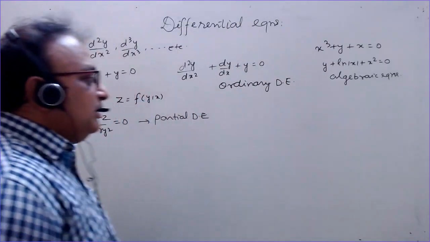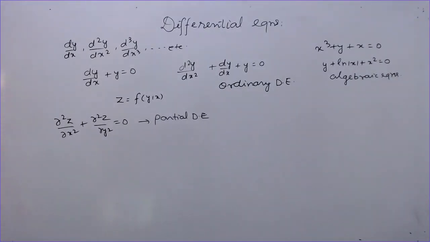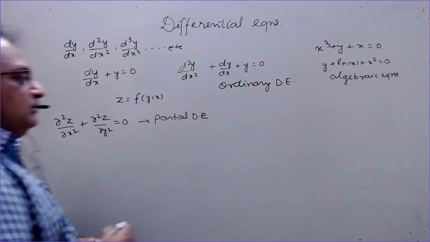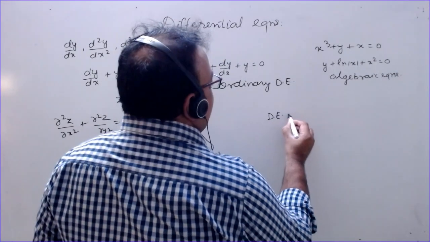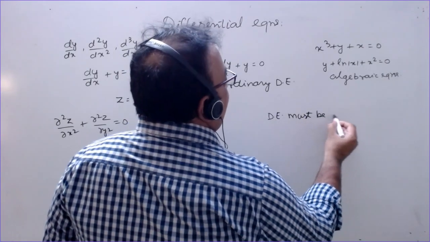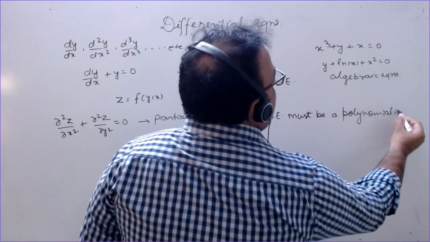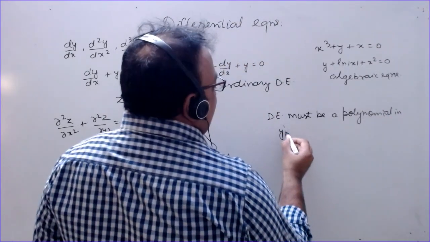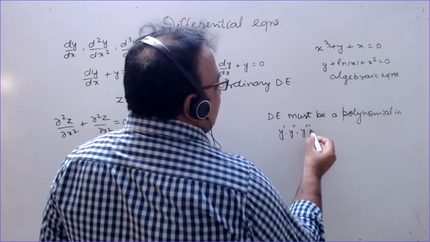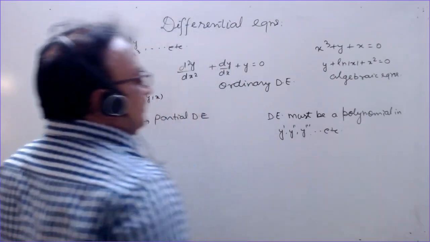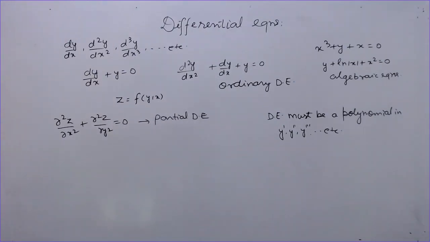So there are other differential equations also. So first we will be discussing these differential equations, and remember that the differential equation must be a polynomial in y dash, y double dash, y triple dash, etc. Y dash is dy by dx, y double dash is second derivative, y triple dash is third derivative, and so on. So this is how we define the differential equations.